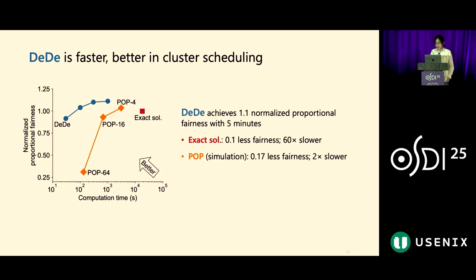We also compare DeDe against POP from SOSP21, which randomly splits the problem into concurrent subproblems, but POP runs in simulation without actually using multiple processes. This means it avoids a lot of system overhead. Compared to DeDe, POP achieves lower fairness and it is twice as slow. For fair comparison, we also implement a variant of DeDe called DeDe star based on a similar simulated parallelism as POP. Without real system overhead like cache thrashing, DeDe star runs twice as fast as the regular DeDe.